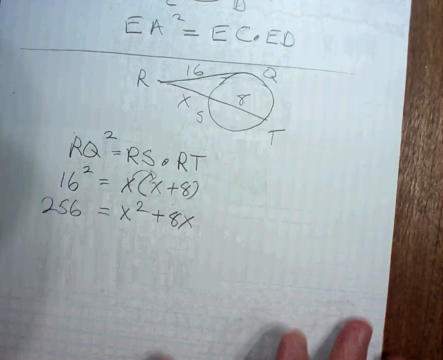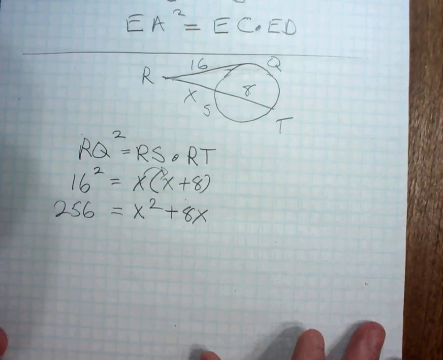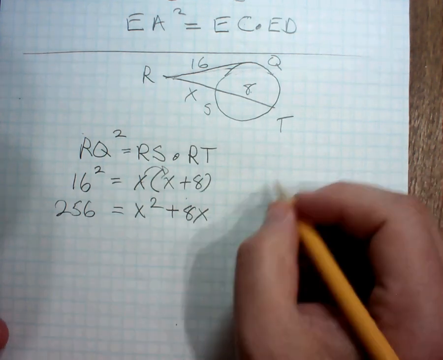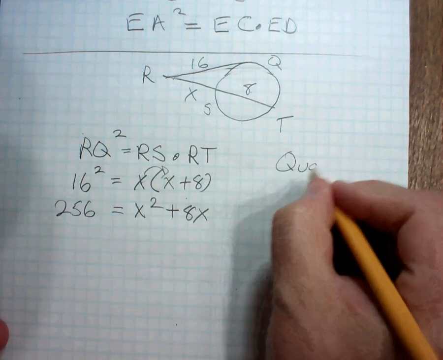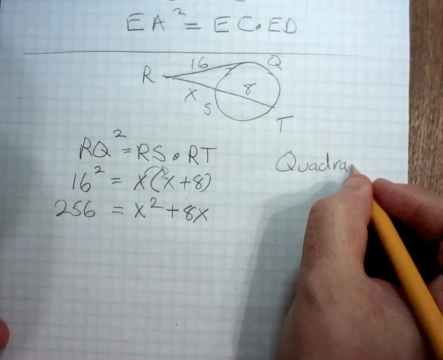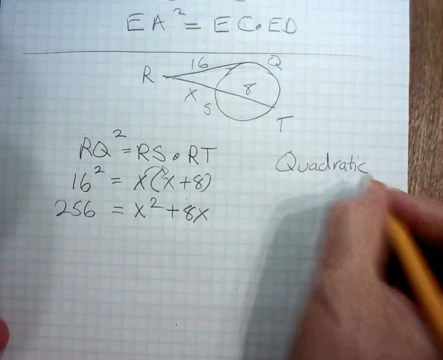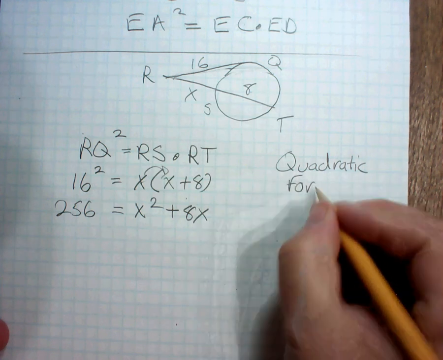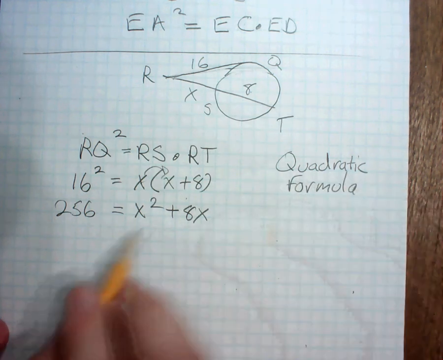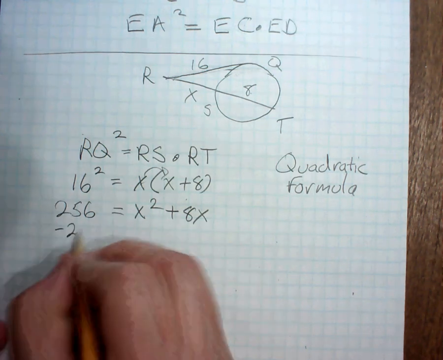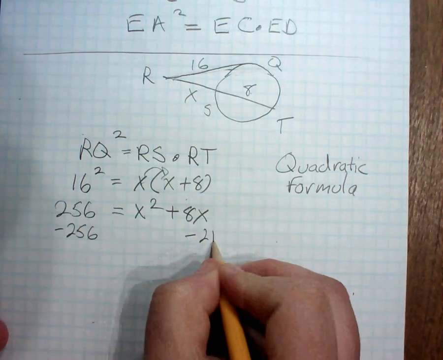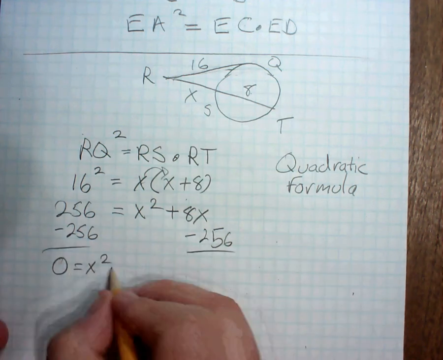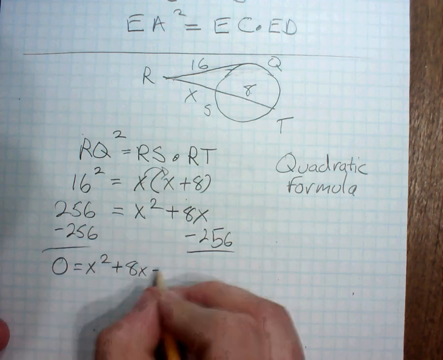So this is going to be some hardcore algebra, not going to lie. So what we're going to do is, one of the things we haven't talked about is the quadratic formula. And so basically what I'm going to do is I'm going to subtract 256 from both sides. And I get 0 is equal to x squared plus 8x minus 256.